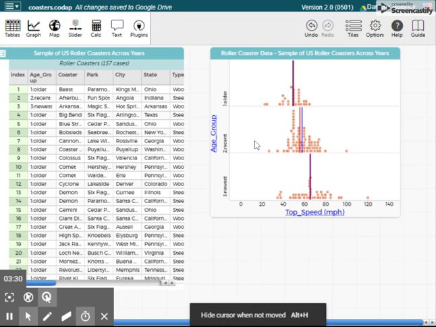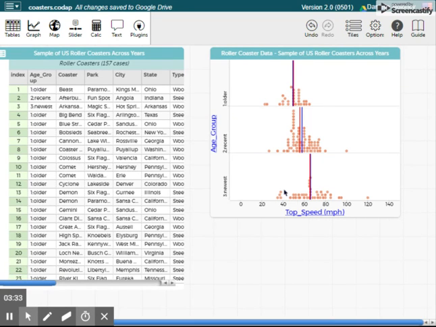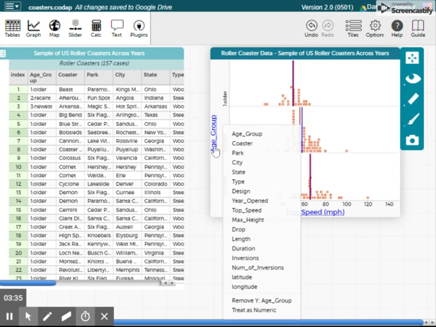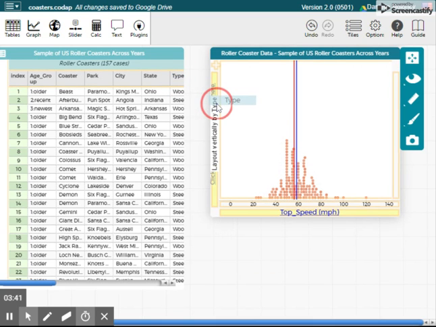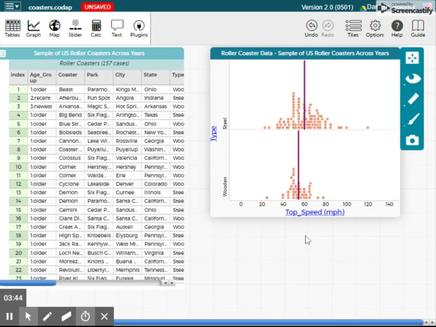The next question asks us to consider whether the type of material makes a difference in speed. So I'm going to remove age group as a variable and instead put the type of coaster on the y-axis. So now we're organizing the data set according to whether the coasters are wooden or steel. We can see that the mean and median speeds for wooden coasters tend to be around 54.5, 55 miles per hour. And then the top speeds for the steel coasters tend to be greater than that, right around 60, 61 miles per hour. So in general, steel coasters tend to be faster.